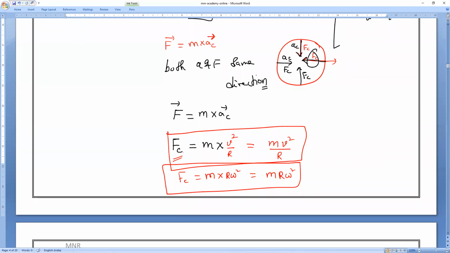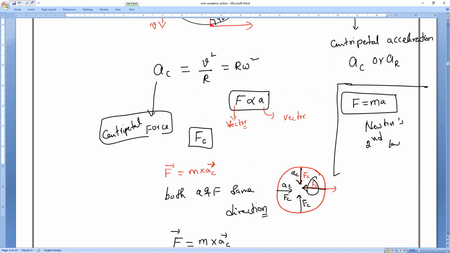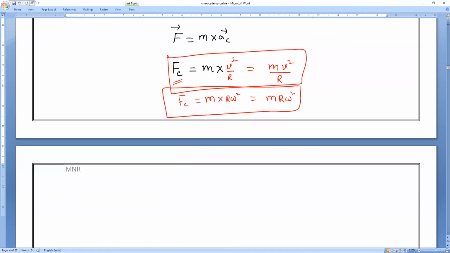Please let me know, guys. I want a response. Clear, everybody? Now, if you observe very carefully, the force which is acting towards the center, what do we used to call it?